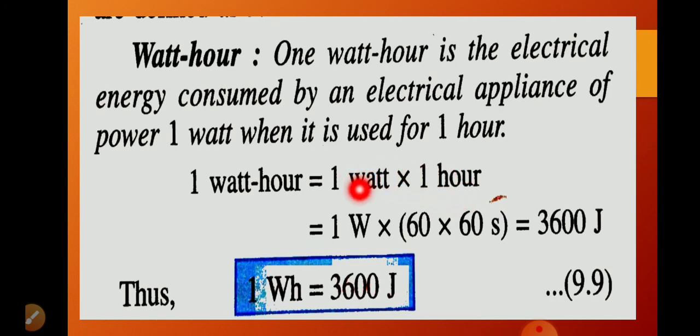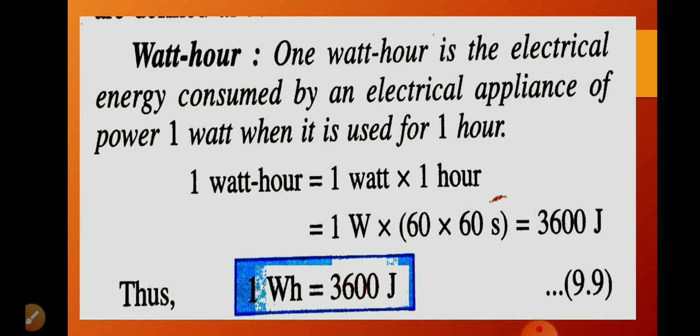So power is 1 watt, time is 1 hour. So 1 watt into 1 hour is equal to how many seconds? 1 hour is equal to 60 into 60, 60 seconds into 60 minutes, which is equal to 3600 seconds. So 3600 into 1 is equal to 3600 joule. Watt into second is joule. So 1 watt hour is equal to 3600 joule.